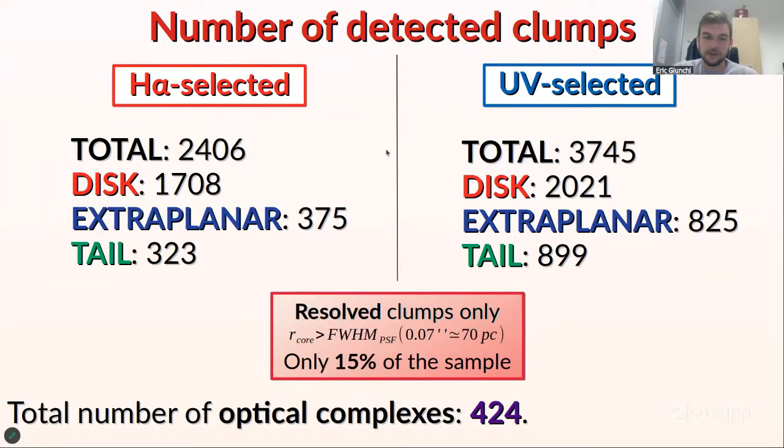Furthermore, 15% of them are resolved, so they are much larger than the angular resolution of HST, that is about 70 parsec at redshift 0.05. It's quite impressive because it means that 85% of these objects are smaller than this value. So it means that they tend to be very, very small. In addition, we have also 400 optical complexes that, as I said, are only details.